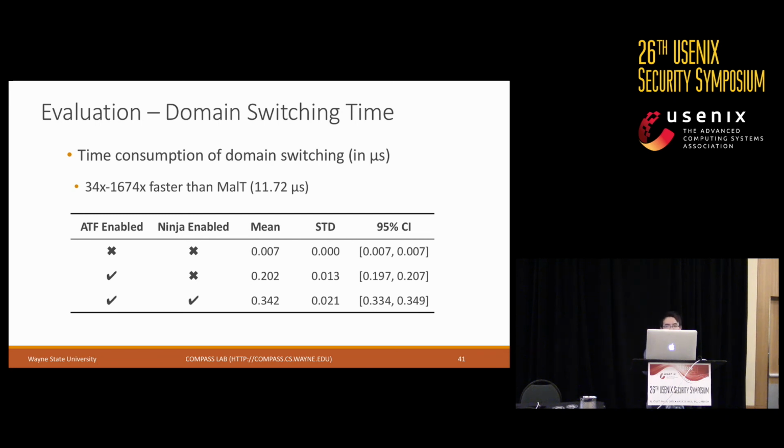And if we enable both ARM Trusted Firmware and Ninja, then it requires about 0.342 microseconds to finish the domain switching. Note that MalT requires about 11.72 microseconds to switch between the system management mode and the normal mode. That means the domain switch of TrustZone is more than 1,600 times faster than the mode switch of the system management mode. And even in the worst case, when we enable both the ARM Trusted Firmware and Ninja, we are still about 34 times faster than MalT.